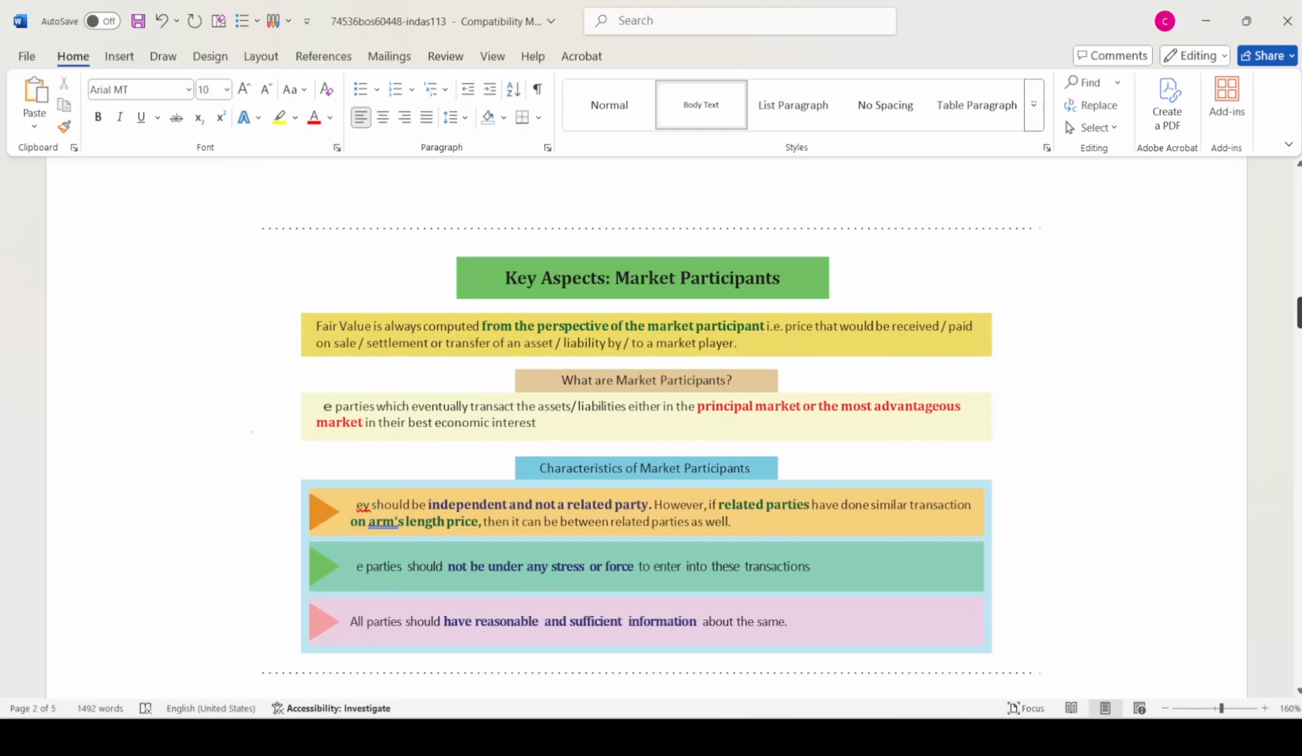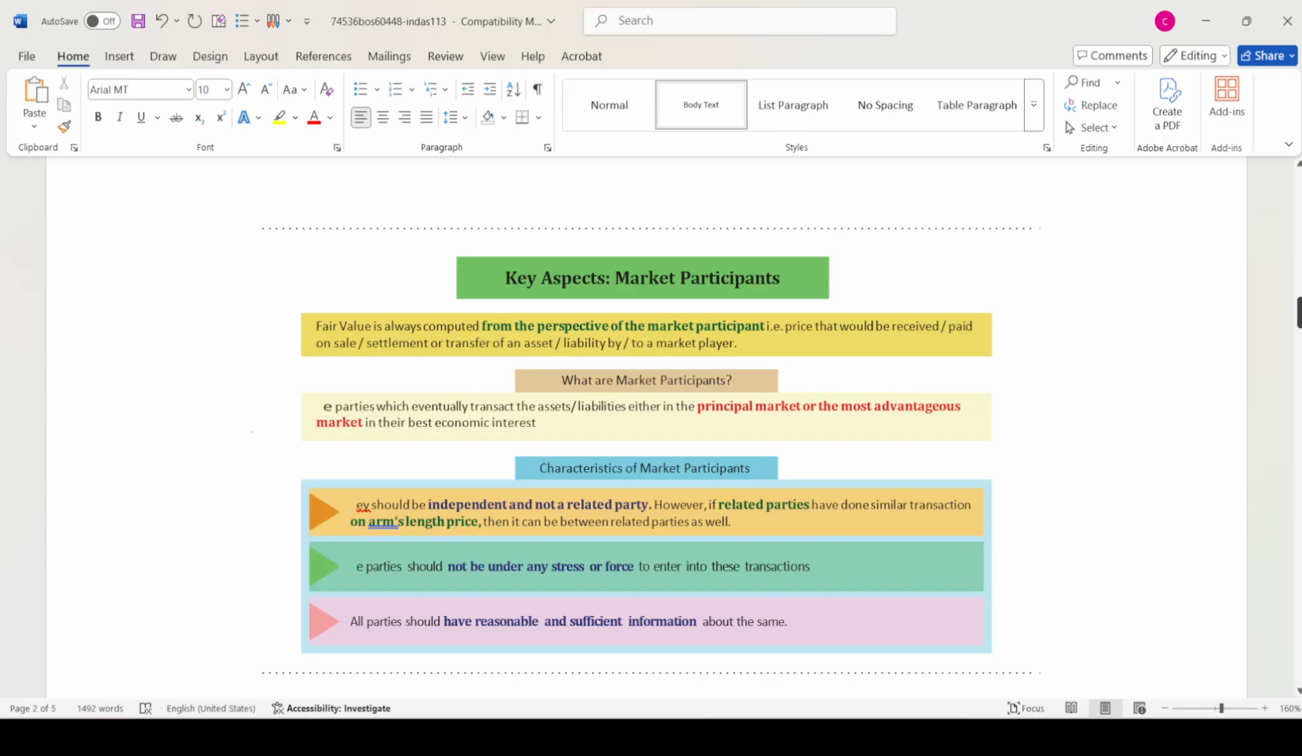Instead, it says a market participant is a market party, nothing but a buyer. It should not be a related party. If the asset is sold to a related party, it should be at arm's length price, and the transaction should not be under force, in a forcible way. You should not purchase that, and the buyer should have all the available information, right?